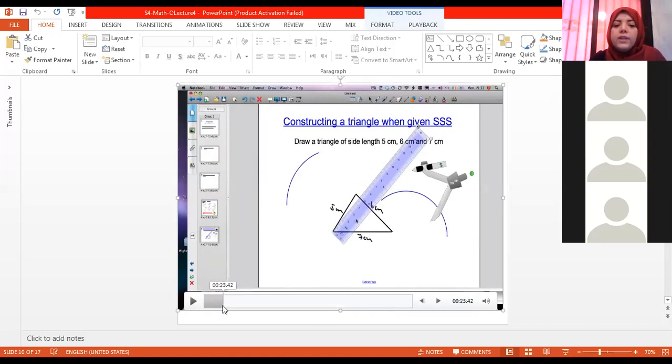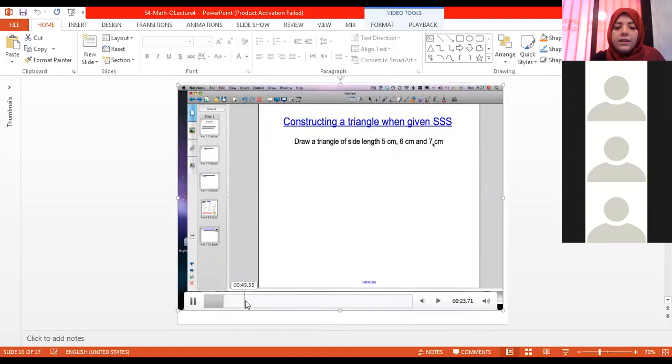First of all, you put the first line, okay? You draw the first line. Is this step clear? Yes. Okay, after drawing this line, you have to bring the compass and open the compass on the second measure, which is 6 centimeters. So you open the compass 6 centimeters and you put it like this. Okay, that's how we open the compass 6 centimeters.